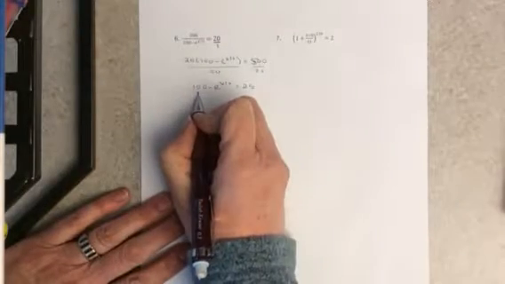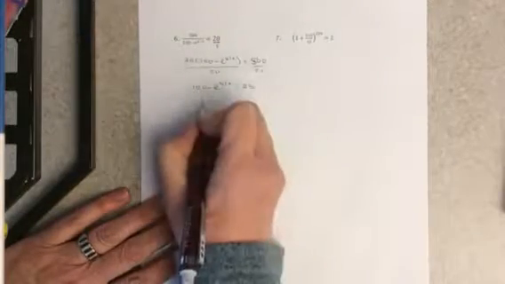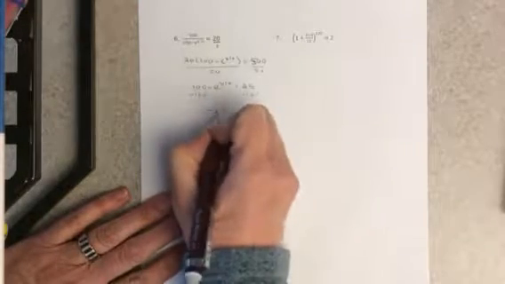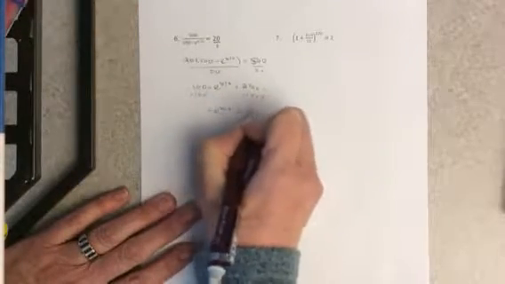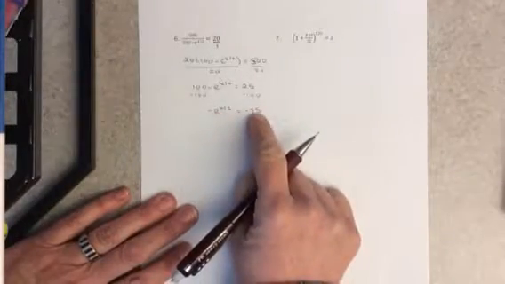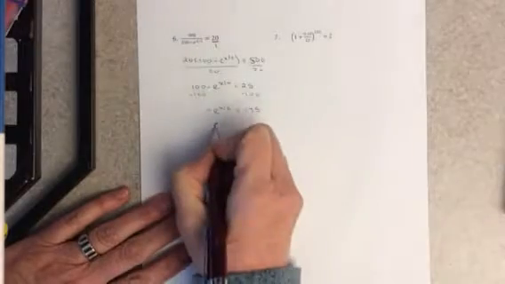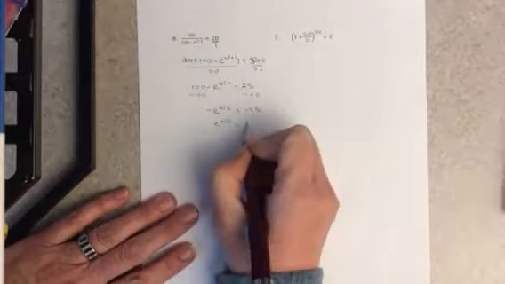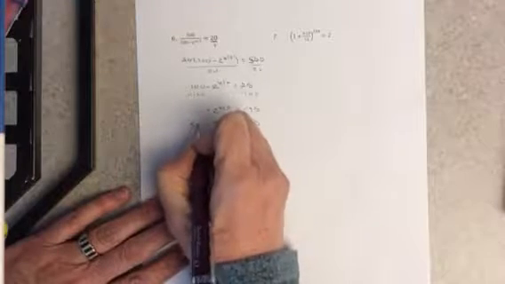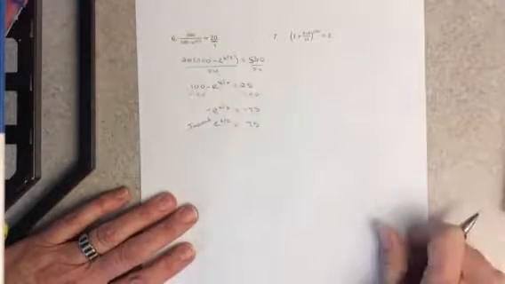Now this 100 can easily get moved to the other side if we decide to subtract it, and we're left with negative e to the x over 2 equals negative 75, which means e to the x over 2 is positive 75. And so I have just isolated my exponential.